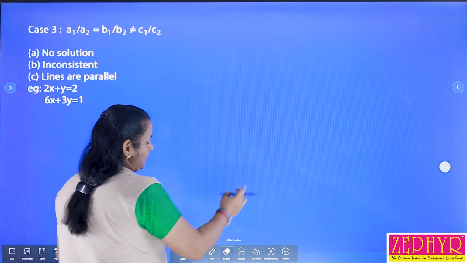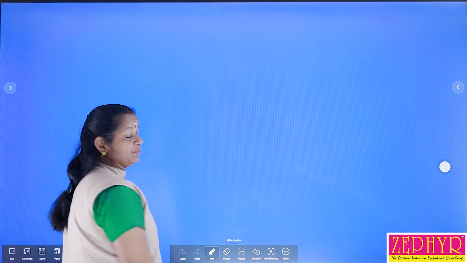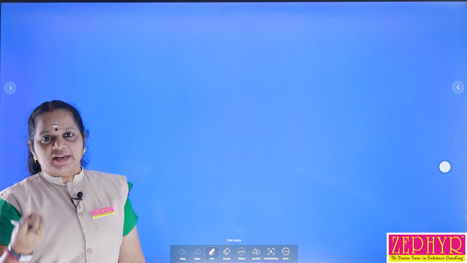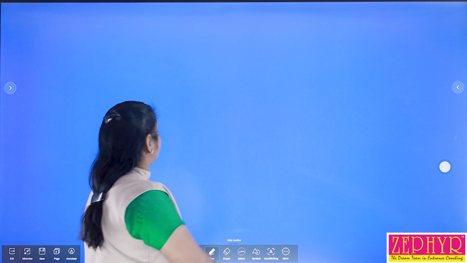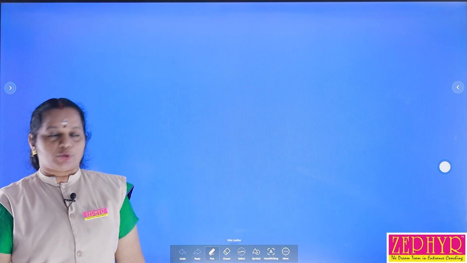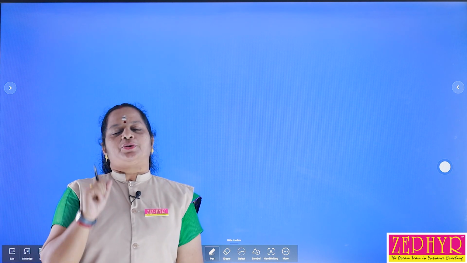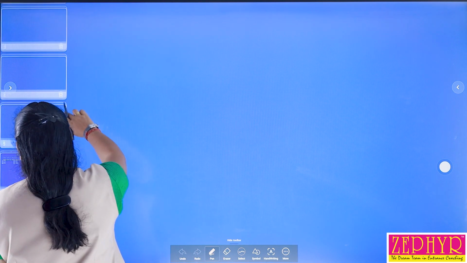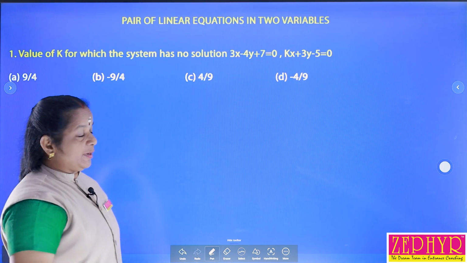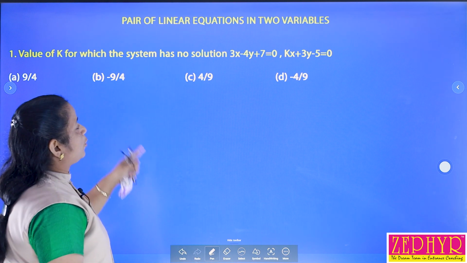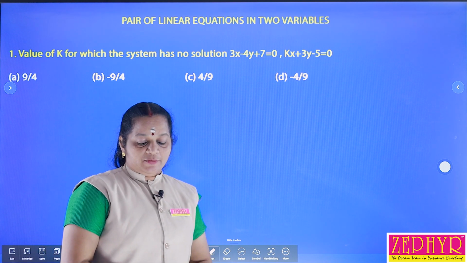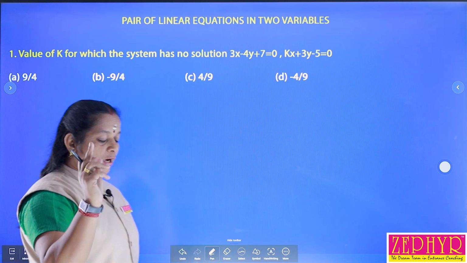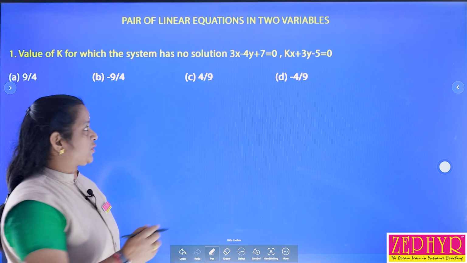Okay, then there are so many other types of questions from this. We can solve any two linear equations using the substitution method or elimination method. We can select any method for finding the solution. Here we are discussing some objective type questions. So first we consider an objective type question. What is the value of k? That means find the value of k for which the system of equations has no solution. When the system of equations has no solution, a1 by a2 is equal to b1 by b2 not equal to c1 by c2.